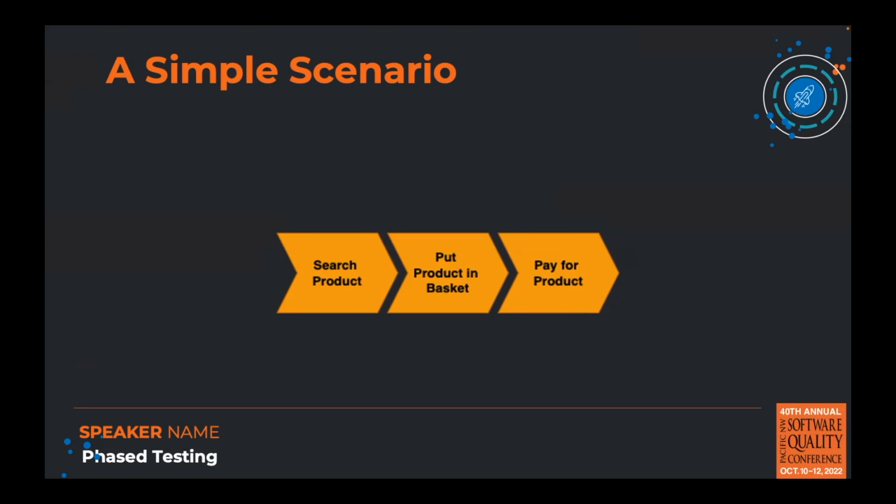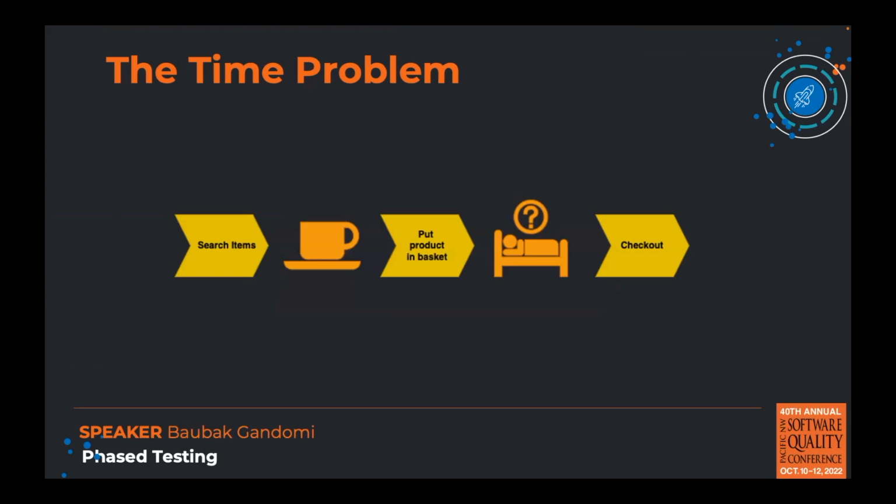But the thing is, when we talk about atomicity, this does not really reflect how people do shopping. People would search for items, go and have a coffee, talk to their friends, afterwards put it in their basket and probably sleep on it. Afterwards they will say, okay, I'll buy it, and do a checkout. So time goes by between these steps. And although it's normal to test these as one atomic action, it's not really what reflects reality.